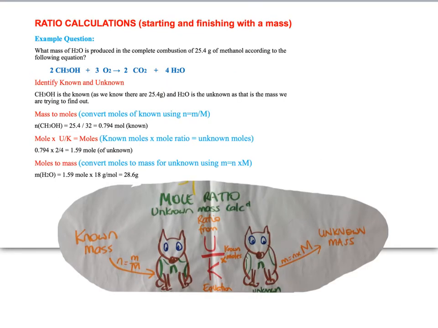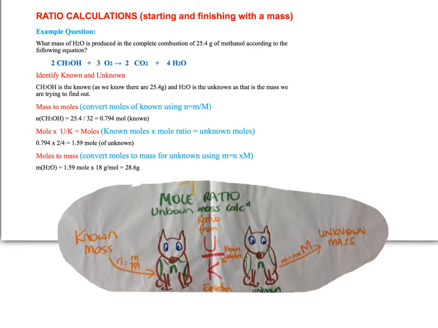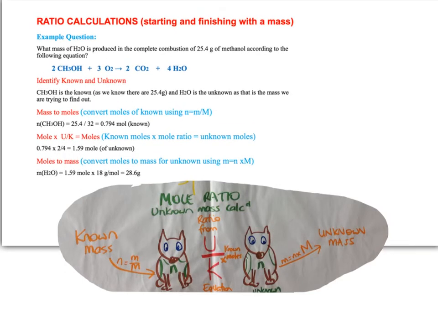Okay, now you've got comfortable with using the mole ratio from the equation, we're going to step it up another level, and the sort of question you're going to get is going to have an extra couple of steps in it. So here's a typical question. What mass of water is produced in the complete combustion of 25.4 grams of methanol according to the following equation?